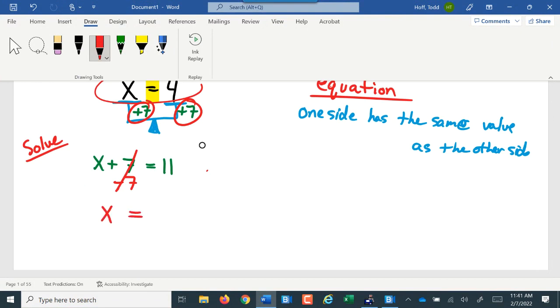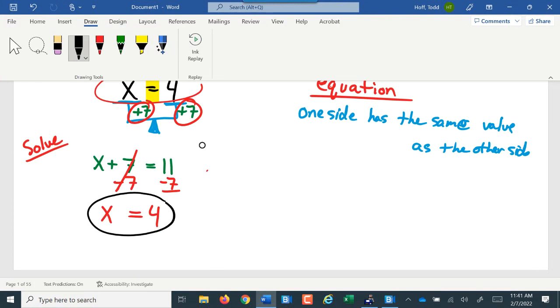Now again, it's a balanced scale. If I subtract 7 from one side, it's going to tip unless I do the exact same thing to both sides. So I subtract 7 from the other side of the equal sign as well. 11 minus 7 is 4. So we are back to that form of x equals 4.